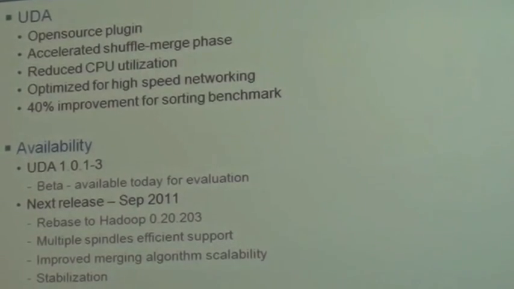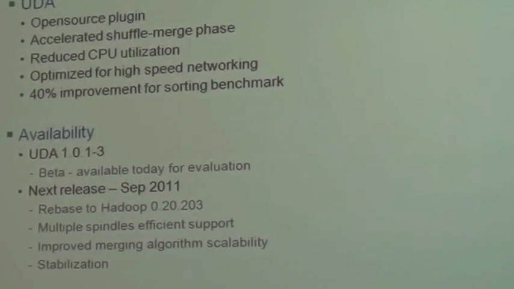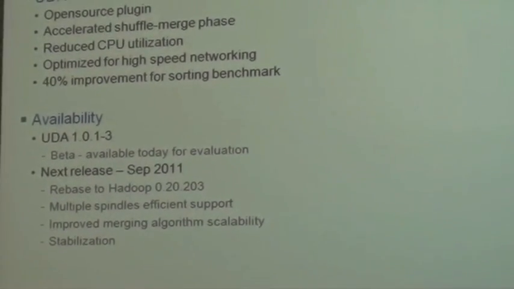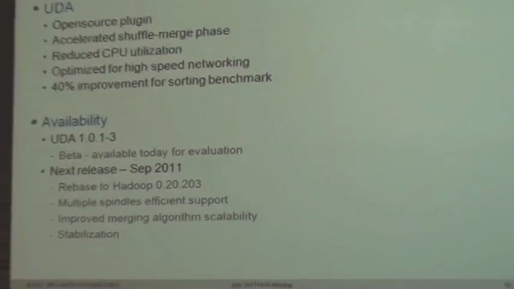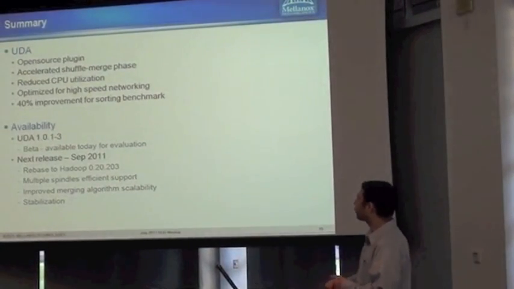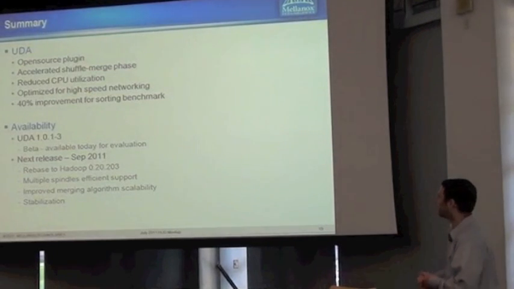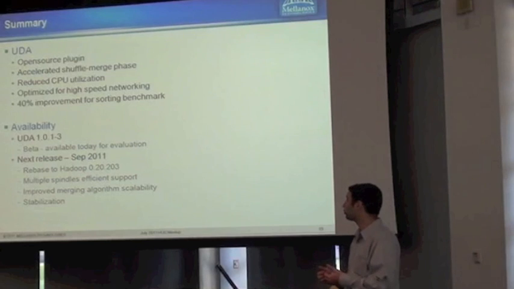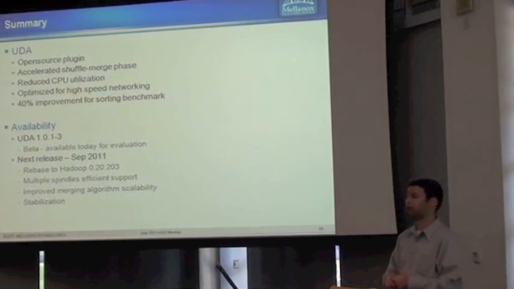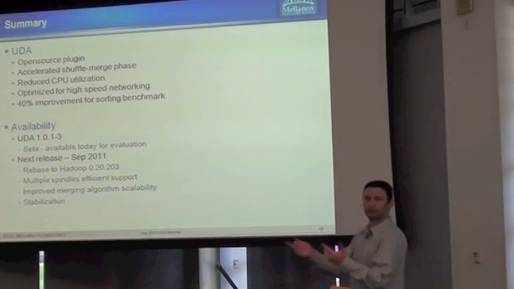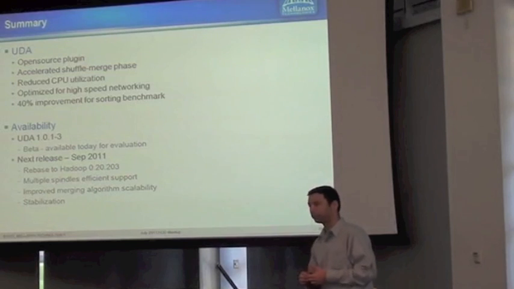So that's about UDA. There's a beta that is available today from the Mellanox side. And basically we're planning a next release that will include pretty much those features that we're going to rebase to the 0.20.203 Hadoop version. We're going to improve the support for multiple spindles to work much more efficiently in a pipeline. And we're going to improve the merging algorithm for better scalability and a lot of stabilization, because this is all new code that we're optimizing.